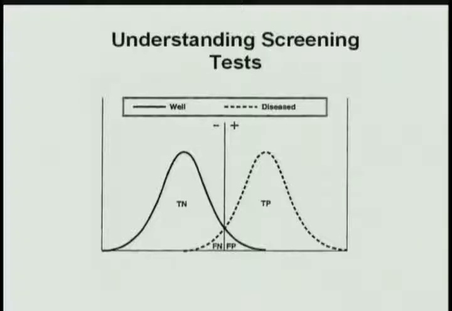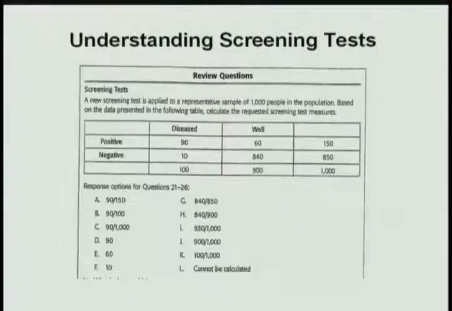Having explained how to read this diagram, I'm now going to go back through a series of application issues, some simple questions to let you build up your expertise in using this material. I begin with the question set shown in your syllabus. Here we have a 2x2 table presented and some accompanying text, so let me begin to read. A new screening test is applied to a representative sample of 1,000 people in the population. Based on the data presented in the following table, calculate the requested screening test measures.